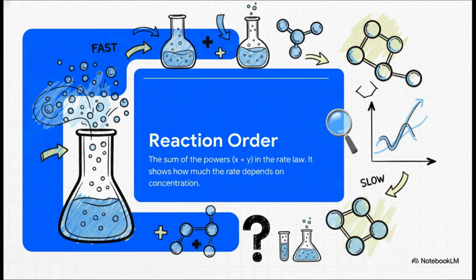So, about those magic exponents, x and y, if you add them up, you get what's called the reaction order. This is a super important number because it tells you how sensitive the reaction is to the amount of stuff you start with. And here's the crucial part. You can't just look at a chemical equation and figure it out. Nope, you have to actually go into the lab and run experiments to find it. It's a purely experimental value.